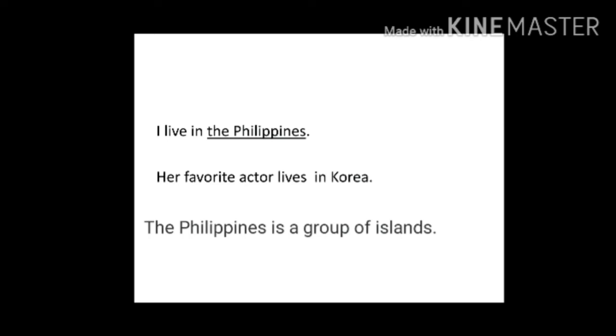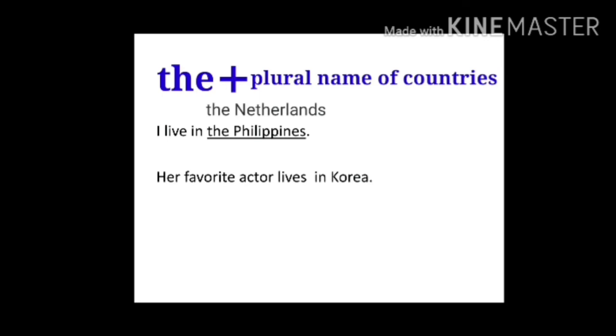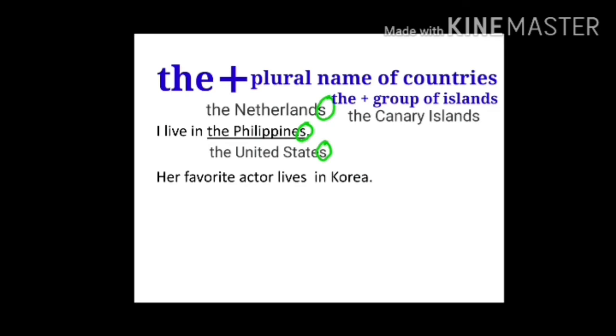This answer is not entirely wrong, but it is not entirely correct as well. Because the best answer for this question is we use the if we are referring to plural names of countries like the Netherlands and the United States. The names of these countries end with letter S, so we have to use the article the. Plural names of countries. Moreover, we also use the for names of group of islands, like the Canary Islands and the Bahamas.